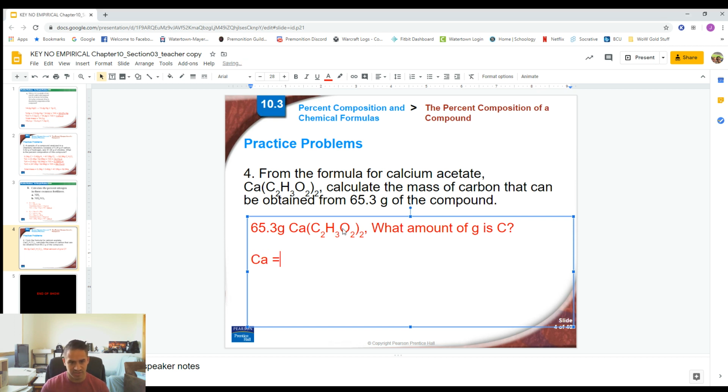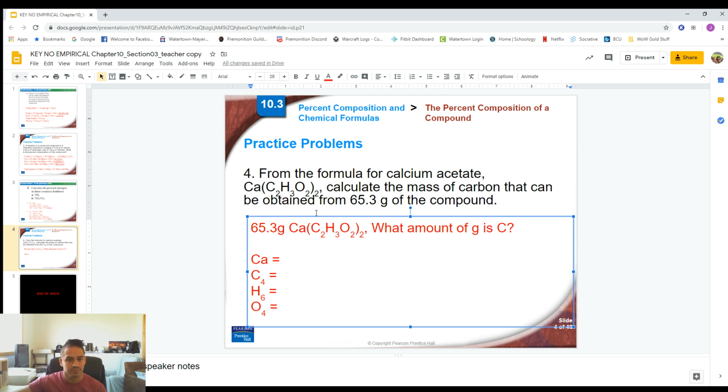So we have mass of calcium. Now for this, remember that this 2 is going to multiply everything in the parentheses. So there's technically 4 carbons, 6 hydrogens, and 4 oxygens. So when we add together these to find the molar mass, we need to remember to add the right amount of each of these, okay?